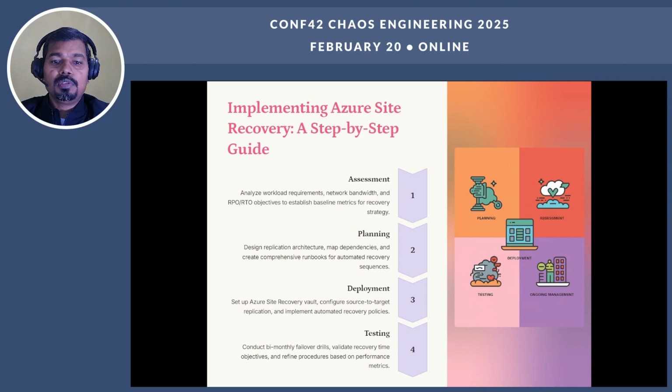What planning do you need to do? Design the replication architecture between on-premises and Azure, or Azure to Azure environments. Map application dependencies to prevent failure during recovery. Develop runbooks to automate recovery sequences and minimize manual intervention. How can you do the deployment? Set up a recovery vault and configure replication policies. Enable source to target VM replication with continuous monitoring, and automate failover and failback processes for seamless recovery.